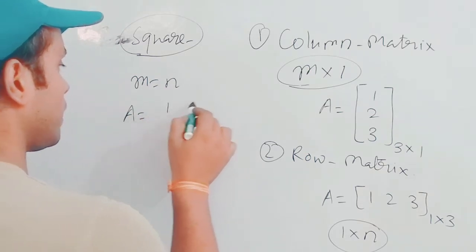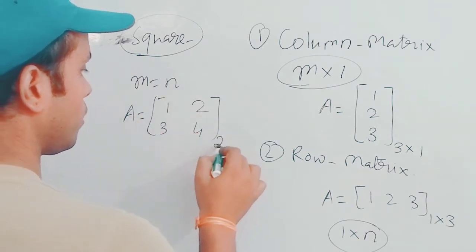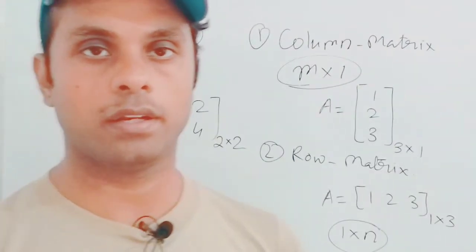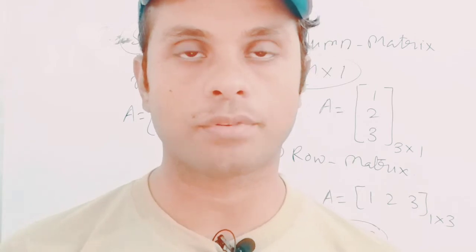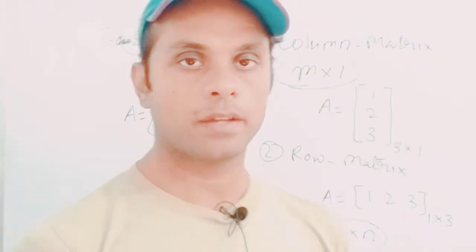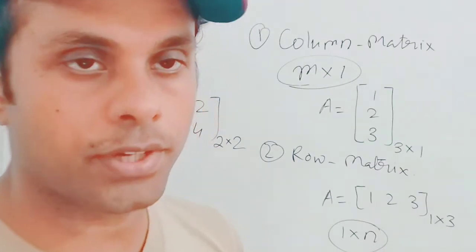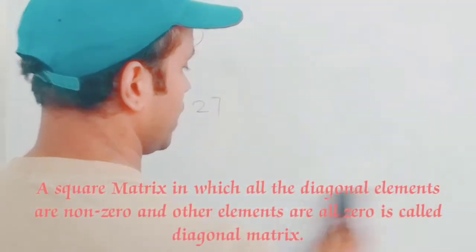So we can write an example of a square matrix of order 2 by 2. There are 2 rows and 2 columns. So in the case of a square matrix, there are always equal numbers of rows and columns. Okay, now what is next? Next is diagonal matrix. In diagonal matrices, the square matrix in which all the non-diagonal elements are 0 is called a diagonal matrix.